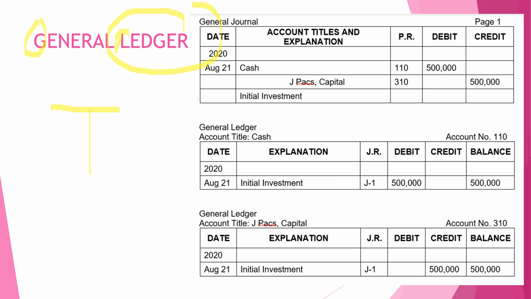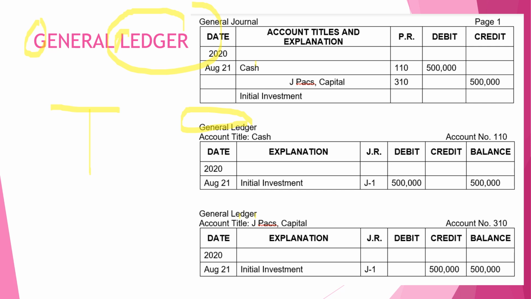Okay, so you have here journal or GL, date. This is your first journal. Okay, the date August 21. Then JPAX invested capital worth 500,000, and so you have an asset of cash 500,000 pesos. So to post it to the general ledger, okay, you separate cash and capital ledger. Okay, for cash, August 21, you have initial investment here, 500,000 pesos.